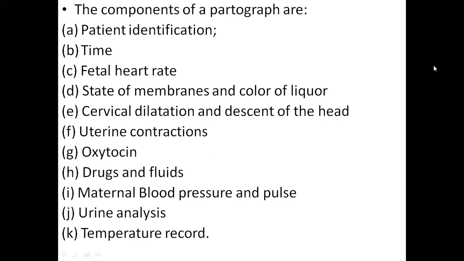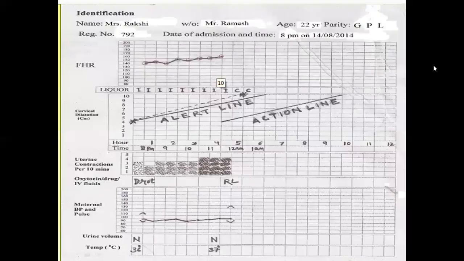The components of the partograph are: first, patient identification, time, fetal heart rate, state of membranes and color of liquor, cervical dilatation and descent of the head, uterine contraction, oxytocin, drug and fluid, maternal blood pressure and pulse, urine analysis, temperature record. This is a picture of a real used partograph.